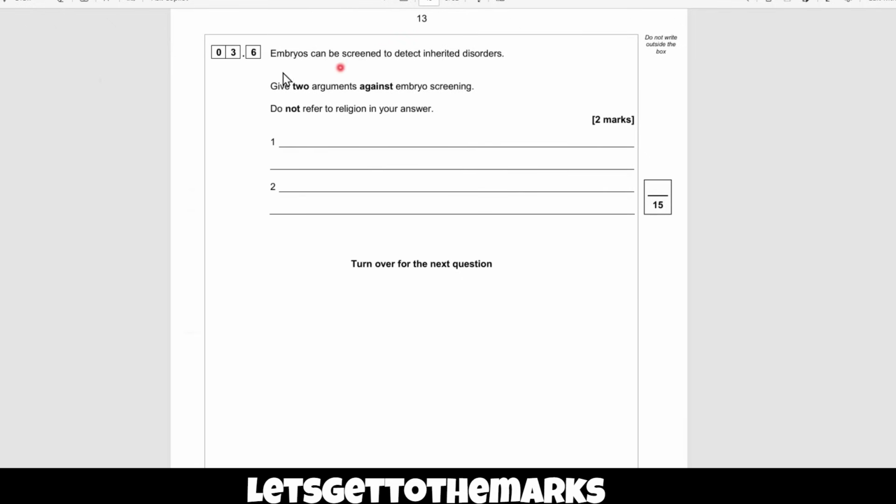3.6 embryos can be screened to detect inherited disorders. Give two arguments against embryo screening. Do not refer to religion in your answer.